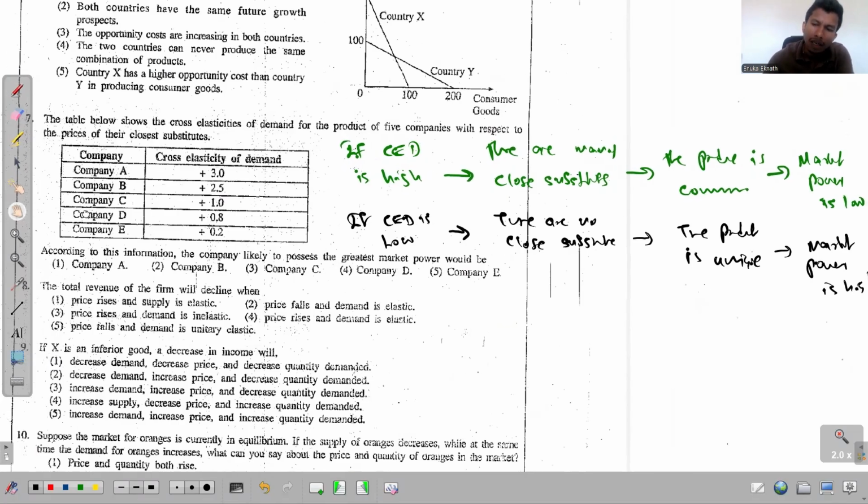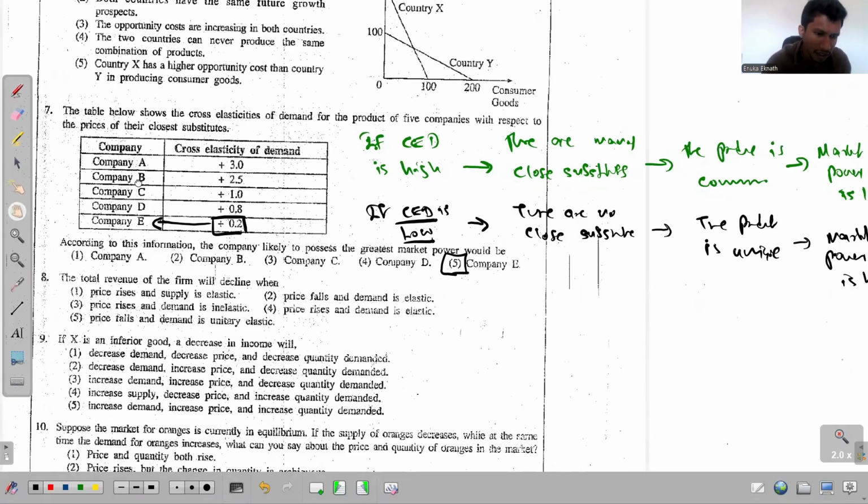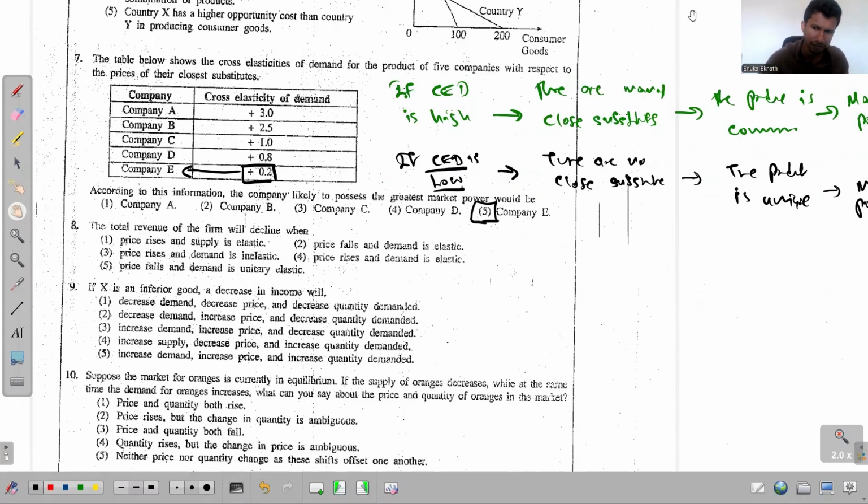So if you understand this entire thing, you can recognize the answer for the question as well. The question is, according to the information, the company likely to possess the greatest market power. Okay, it has to be the company with the lowest CED value. So out of all these given values, just select the company with the lowest CED, and that company has the highest market power. So that is this company E. So the answer for this question 7 is the fifth one.